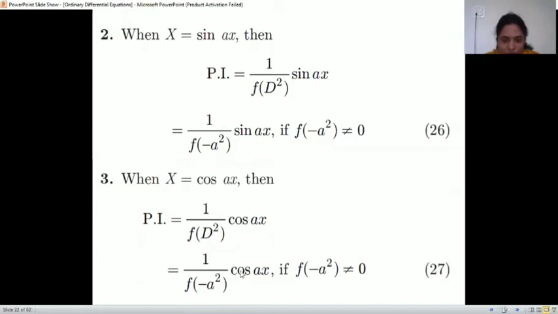If it is 0, then we have to multiply by x and we have to take the derivative in the denominator, right? So what is that? This should not be 0, but if it is 0, multiply by x and take derivative of the denominator. This is your third case.